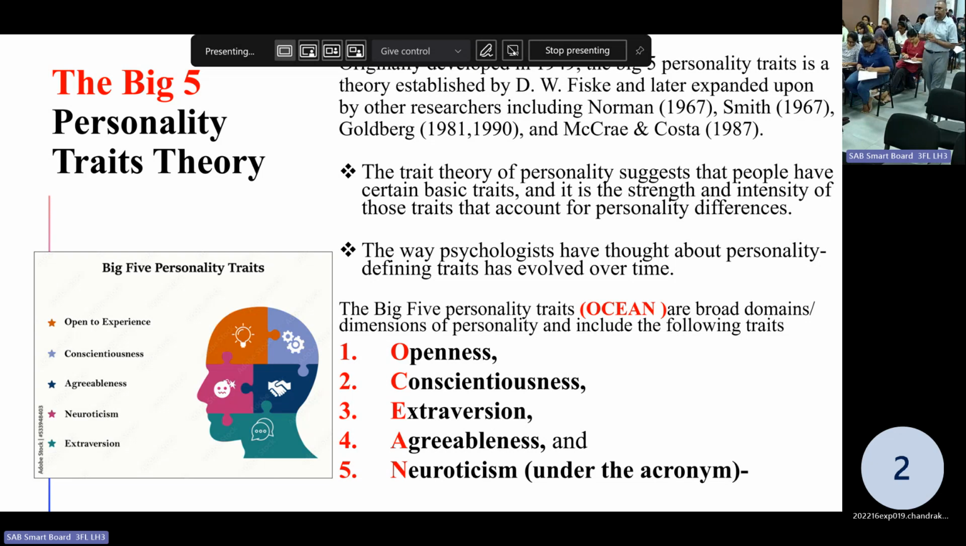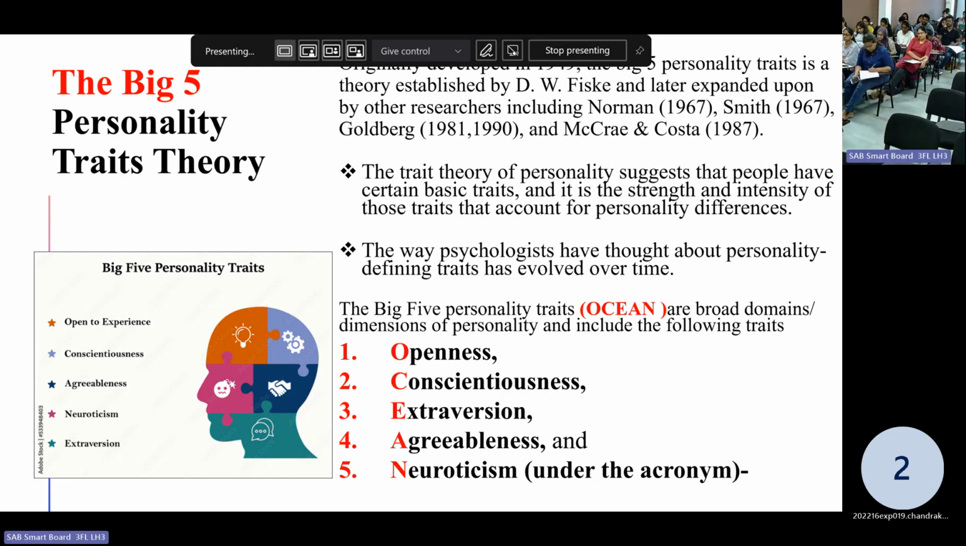So the big personality factors are what 5 or 6 scholars came out with. The trait scientists decided that people have certain basic traits, with strength and intensity. They identified and proposed a name called personality factors. Intelligence factor, personality factor, and we discussed a physical factor. They said if you have openness, conscientiousness, extraversion, agreeableness, and neuroticism under pressure and other things, you will become a leader.